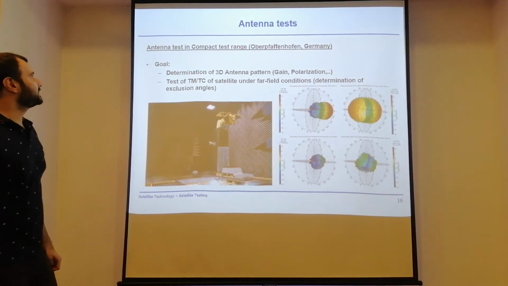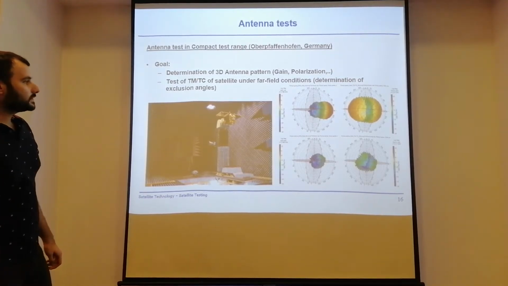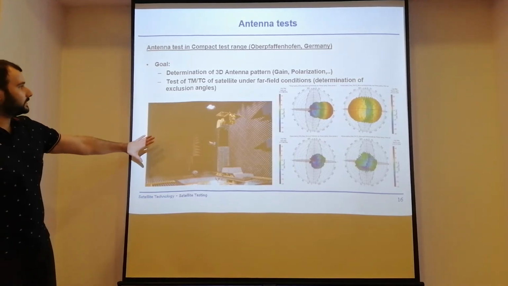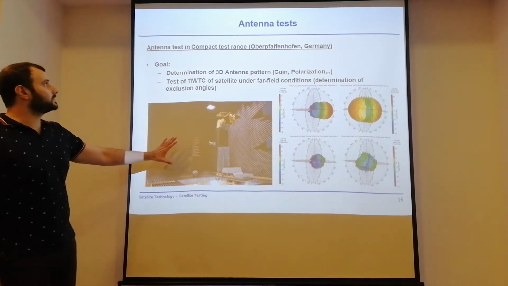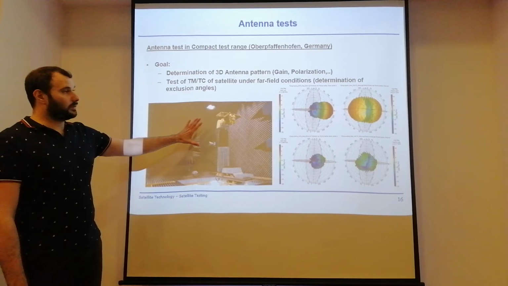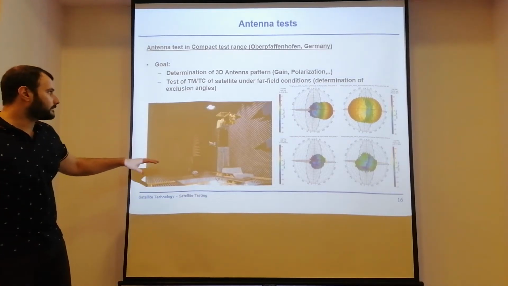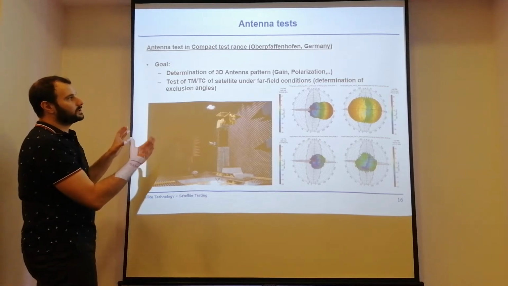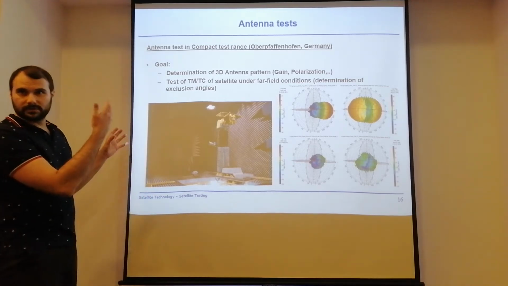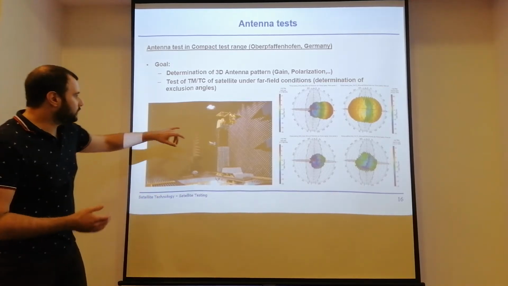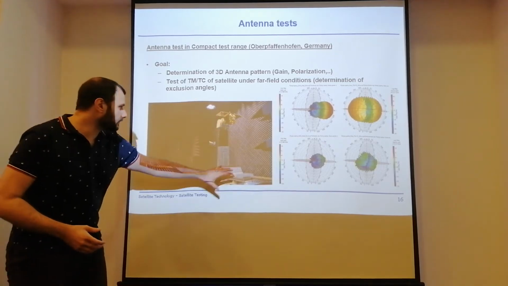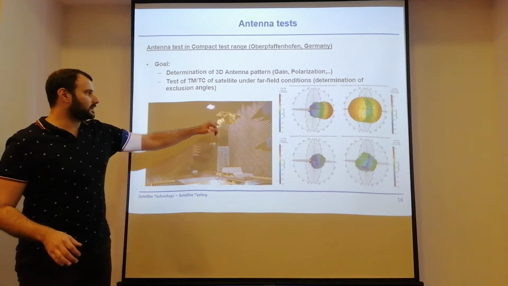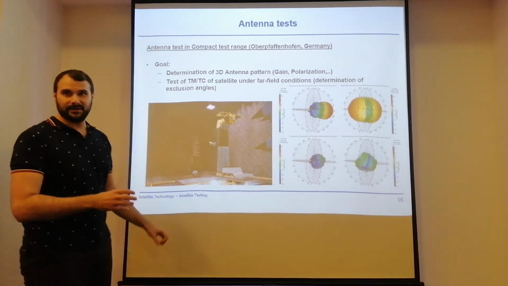Then let's talk about antenna tests. So also the antennas of Flying Laptop have been tested in different ways. So this is one in the compact test range, the CTR, in Oberpfaffenhofen, Germany. So you want to determine the three-dimensional antenna pattern in terms of gain and polarization of your satellite. So you put your satellite into an anechoic chamber on a robotic arm. So this is actually the first time that Flying Laptop was flying.